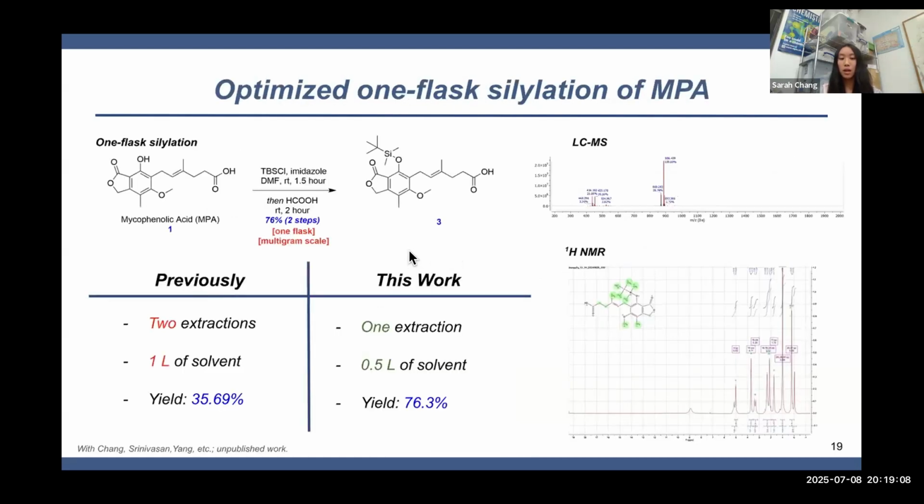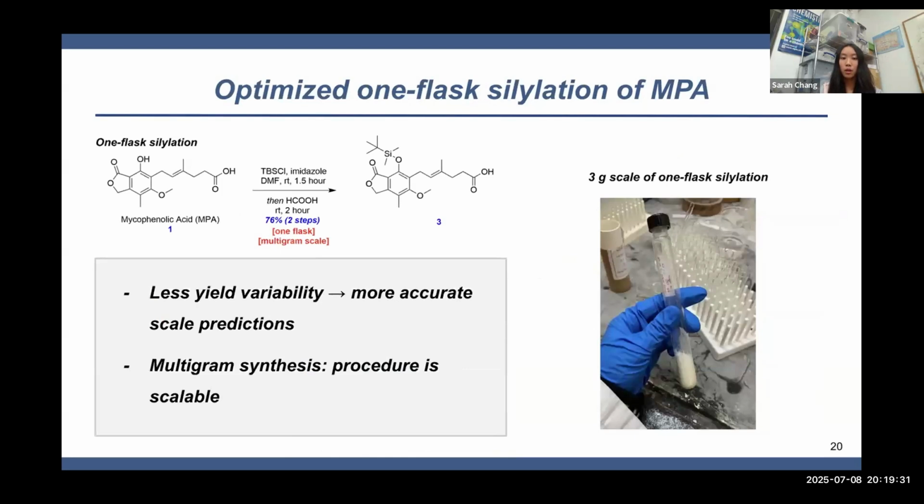To resolve this, we optimized a one-flask, two-step monosilylation of MPA. In this procedure, we first doubly silylate the phenol and carboxylic acid. However, we deprotect the carboxylic acid in the same flask using formic acid. Through this procedure, we obtain a yield of 76.3% and reduce the number of purifications required. By only purifying our reaction mixture once, we also reduce the number of transfers, making the procedure more easily scalable. As a result, we have been able to synthesize mono-siloxy MPA on a 3-gram scale.